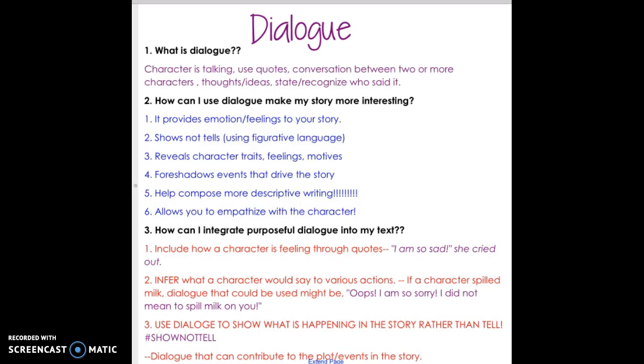Okay, so dialogue. What is it? Dialogue is a character talking, and it has quotes within the story. It's a conversation between 2 or more characters. It shows the thoughts and ideas of characters, and also at the end of the quotes, it states who said that specific dialogue, okay? Or that quote.